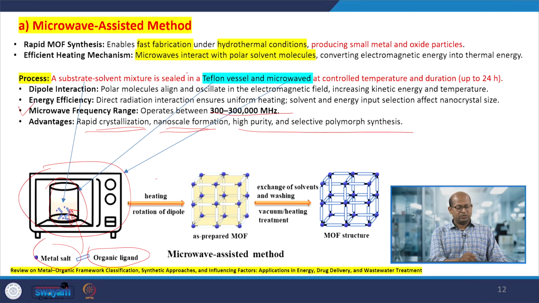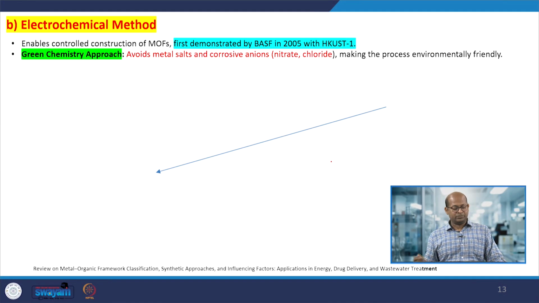So, here it is called microwave because the heating is done with the help of microwave irradiation. So, that is the only change, nothing else. The microwave will interact with the solvents that are used. So, this type of structure we will get at the end.